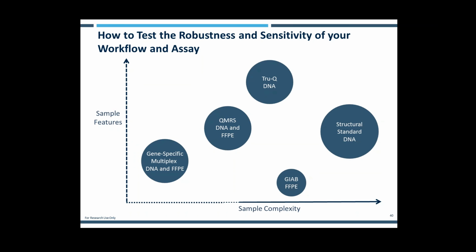For people looking to dive into limit of detection and identifying how good a particular assay is, we have gene-specific multiplexes, and they're available as DNA or FFPE. We've got our TrueQ DNA range, which has a lot of features. That range covers 40 different mutations, and there are three different tiers of that: a 5% tier, a 2.5% tier, and a 1% tier.